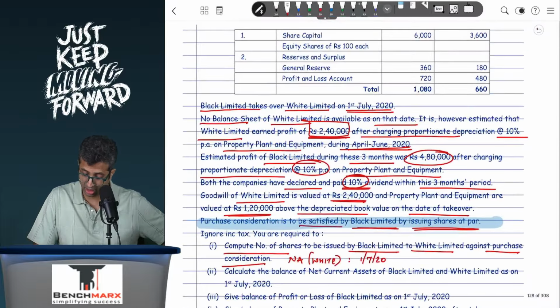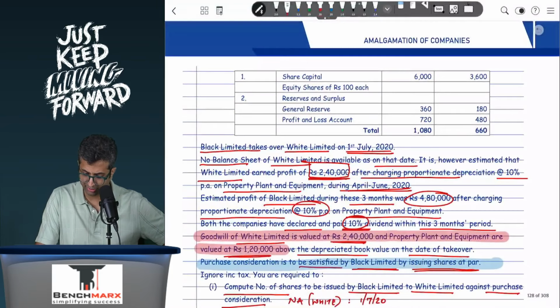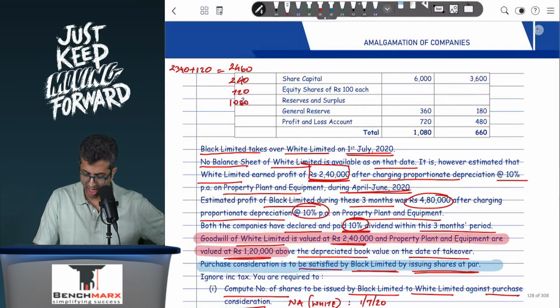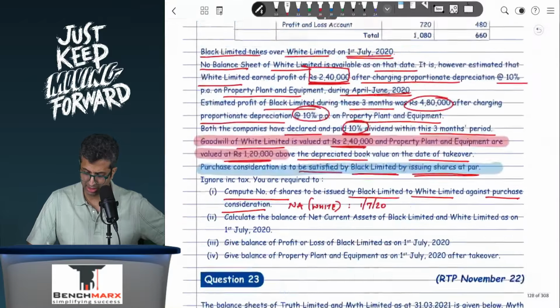But यहाँ पे आपको बोल के रखा है that the PP is worth 120 more. And hence, when you take this over, goodwill of White is 240, PP is worth 120 more. So if I want to find the net assets of White, the net assets of White will be PP of 2340 plus 120. This will be 2460. There would be a further goodwill. Goodwill amounting to 240. Other than that, there will be inventories worth 720. There will be trade receivables worth 1080. And there will be cash balance which is worth 360.